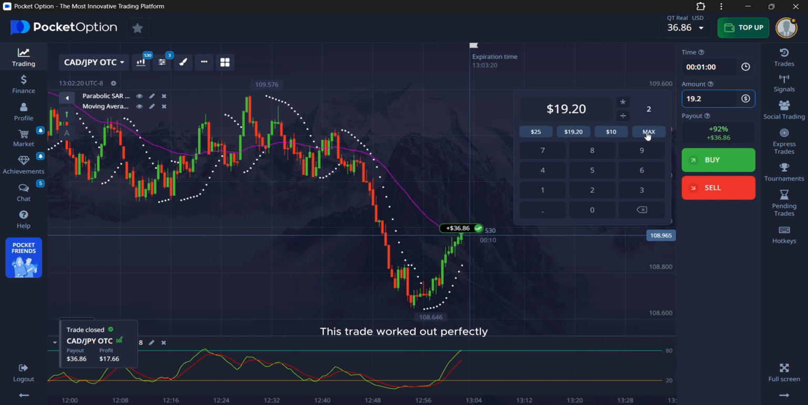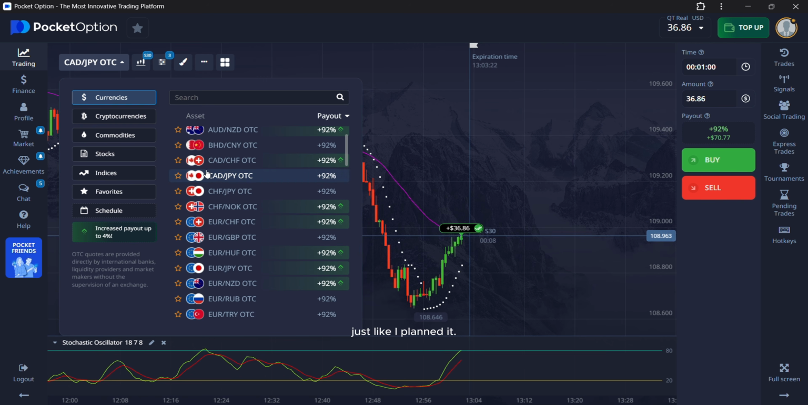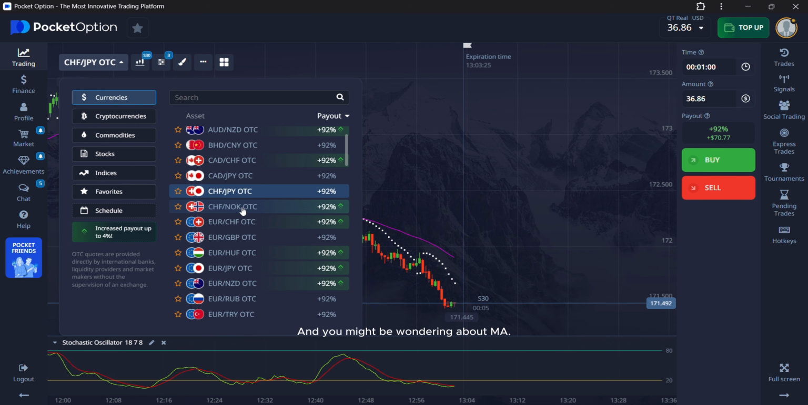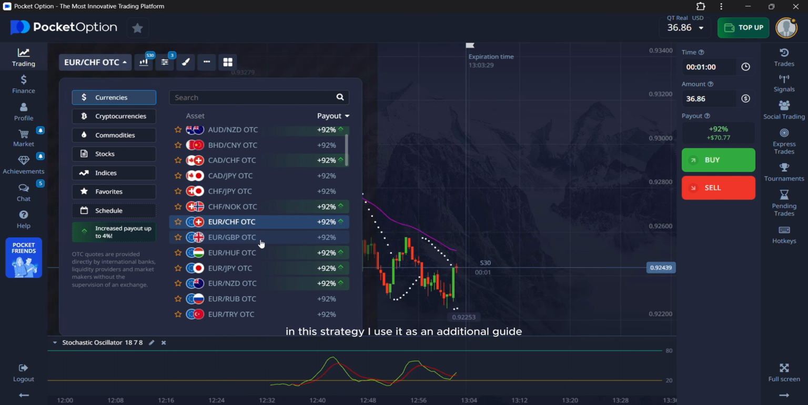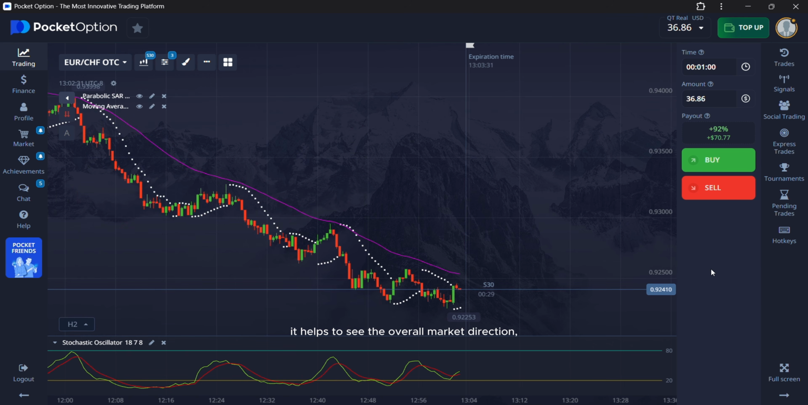This trade worked out perfectly, just like I planned it. And you might be wondering about moving averages. By the way, in this strategy, I use it as an additional guide. It helps to see the overall market direction, but it's not part of the actual entry signal.